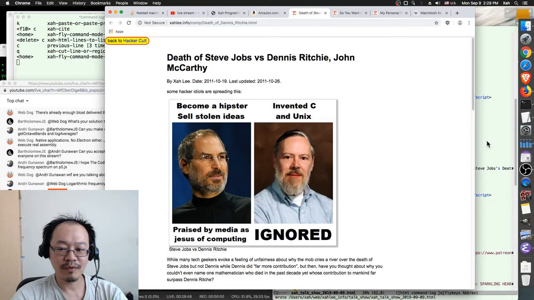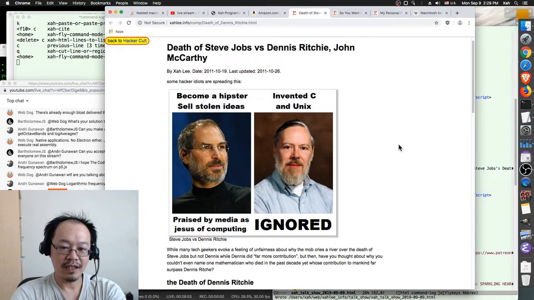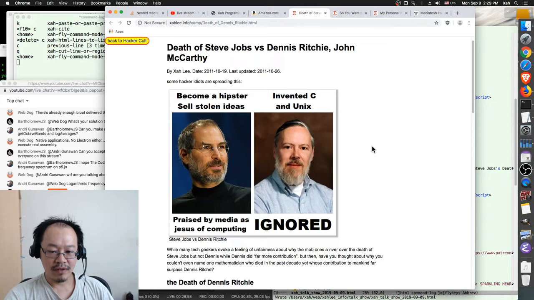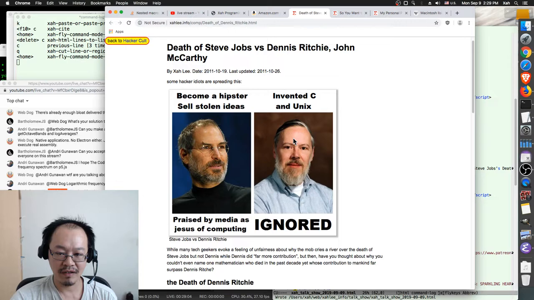Then we have these Unix philosophy fuckheads. This happened in 2011 too. So in 2011, Steve Jobs died, and this Unix guy, what's his name? Dennis Ritchie also died.